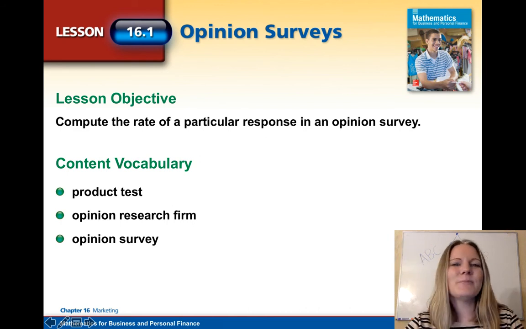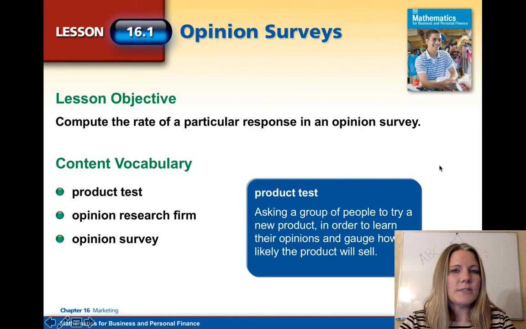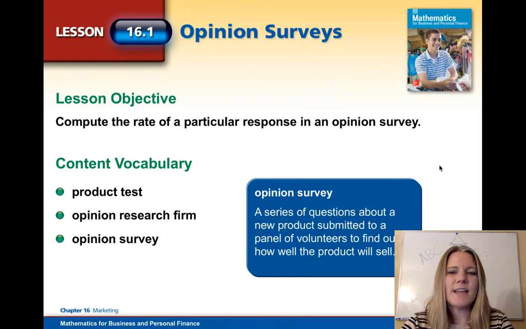All right, let's move on to the lesson. 16.1 is taking opinion surveys. So we compute the rate of a response in an opinion survey. We need to do a test. This might involve just asking yes or no questions or letting people take stuff home to try out products for themselves. Opinion research firms are the ones who do all the hard work making these surveys. And the opinion survey itself is the set of questions or ratings that people give feedback on.